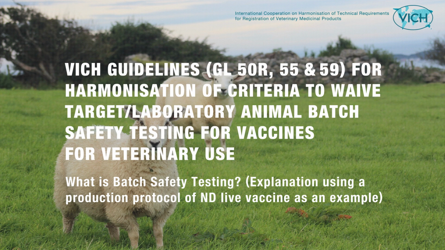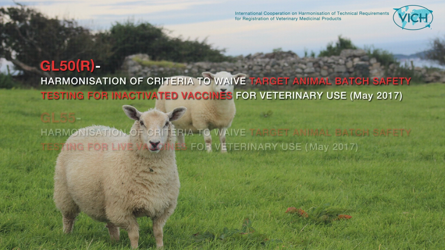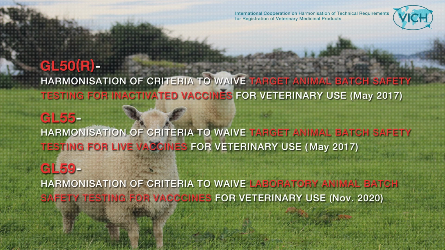in line with the typical production scheme of Newcastle disease virus vaccine production. There are three VICH guidelines, GL50R, GL55, and GL59, for waiving from test of target laboratory animals for veterinary vaccines. GL50R and GL55 are guidelines on waiving target animal batch safety tests carried out on every batch of vaccines. On the other hand, GL59 is a guideline for waiving laboratory animal batch safety testing of vaccines.